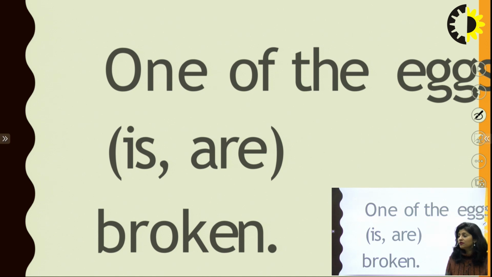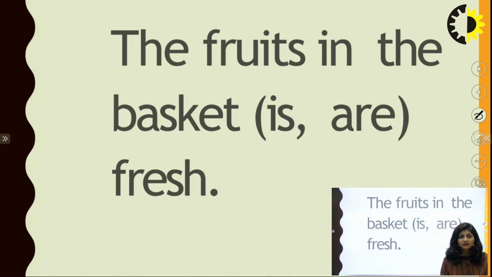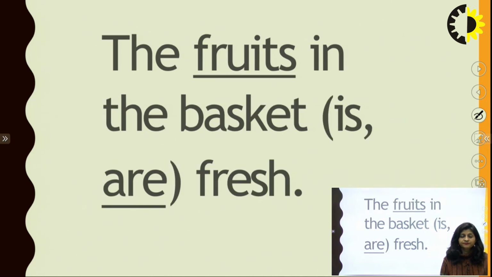One of the eggs is or are broken? So we are going to use here: one of the eggs is broken. As I have already told you, "one" is always considered a singular subject, so you need to use a singular verb here. The fruits in the basket is or are fresh? Fruits is obviously a plural subject, so we are going to use a plural verb here. The fruits in the basket are fresh.